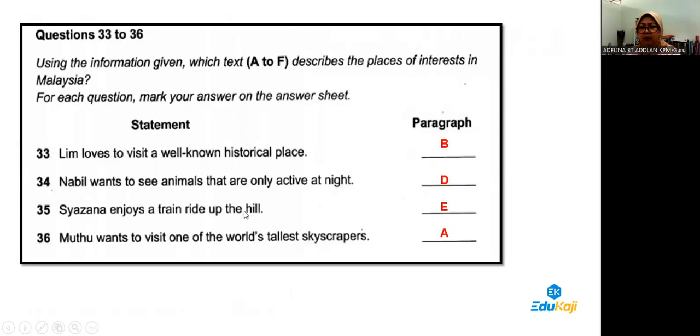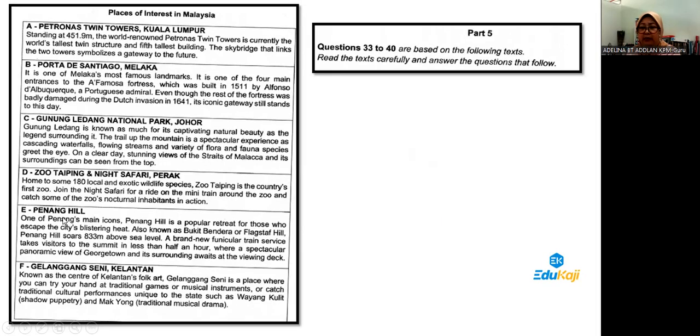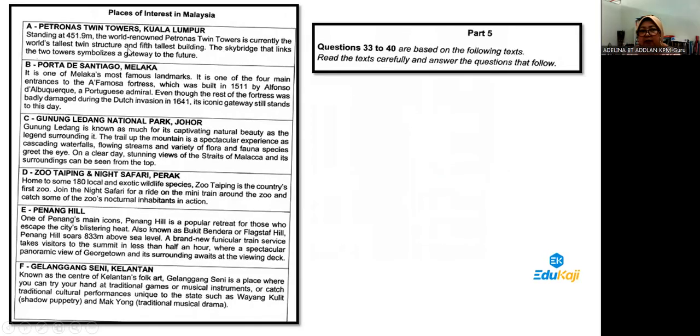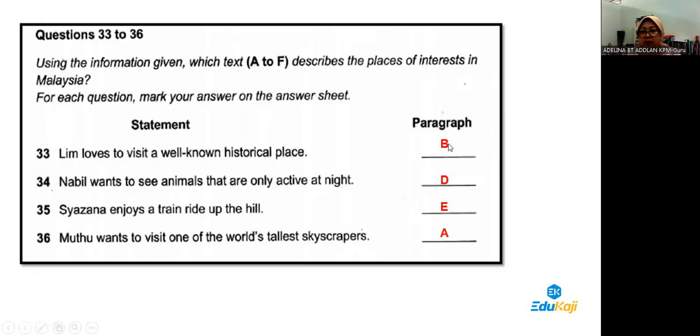Shazana enjoys a train ride up the hill. Which hill in this country, in this state, has a train ride? Penang Hill, definitely. See, the keyword is hill. And the last one, Mutu wants to visit one of the world's tallest skyscrapers. Skyscrapers are tall buildings. Now here it is testing students on their vocabulary, and definitely the answer will be A, Petronas Twin Towers. Right. Students, please make sure that you follow the given instruction. Paragraph means just give the alphabet for the paragraphs.